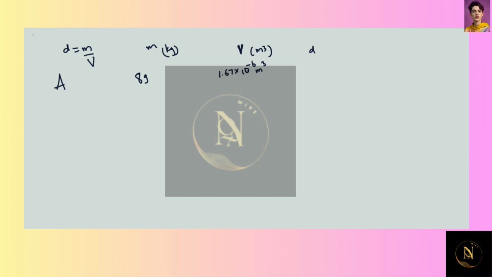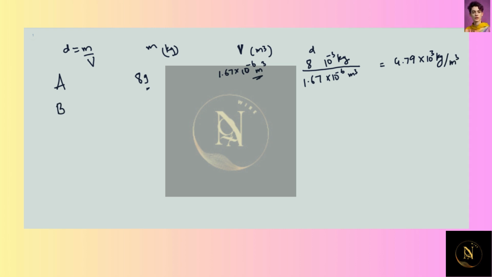Now density would be mass by volume, and 8 gram is 10 power minus 3 kilograms. And this is simply in meter cubed, so we can simply use that, 10 power minus 6 meter cubed, which turns out to be 4.79 into 10 power 3 kg per meter cubed.